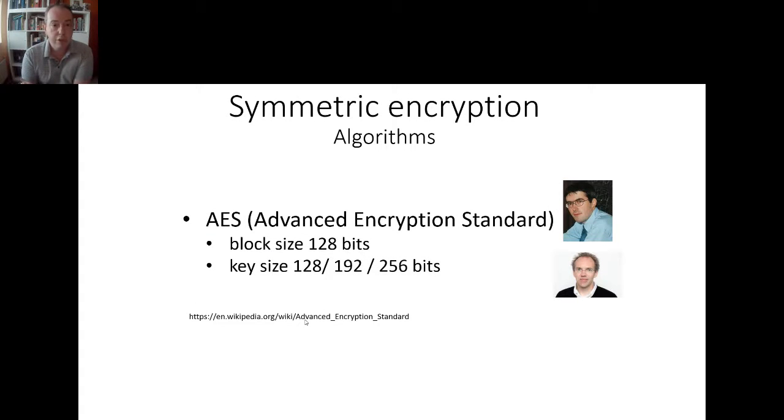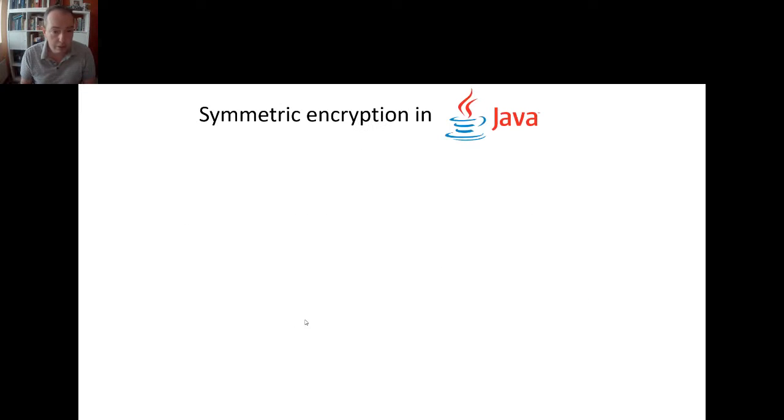There are a lot of symmetric encryption algorithms, but the most famous one right now that most people use is AES, Advanced Encryption Standard. It was created by Vincent Rijmen and Joan Daemen, two Belgian cryptographers. It's basically the encryption standard used in, for example, the HTTPS handshake today. So we're going to look at an example of that in a few moments.